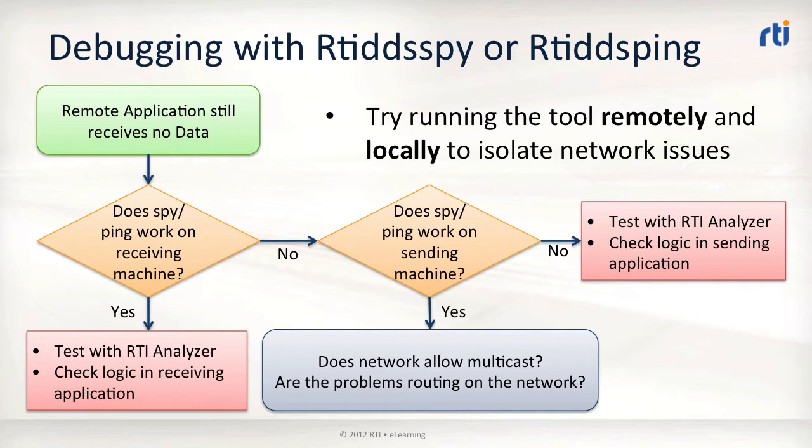If SPI or ping does not work on the sending machine, the next step is to test with RTI Analyzer and to also test the logic in the sending application. Perhaps it is not actually sending any data, or perhaps it is not actually creating a data writer when you think it is.